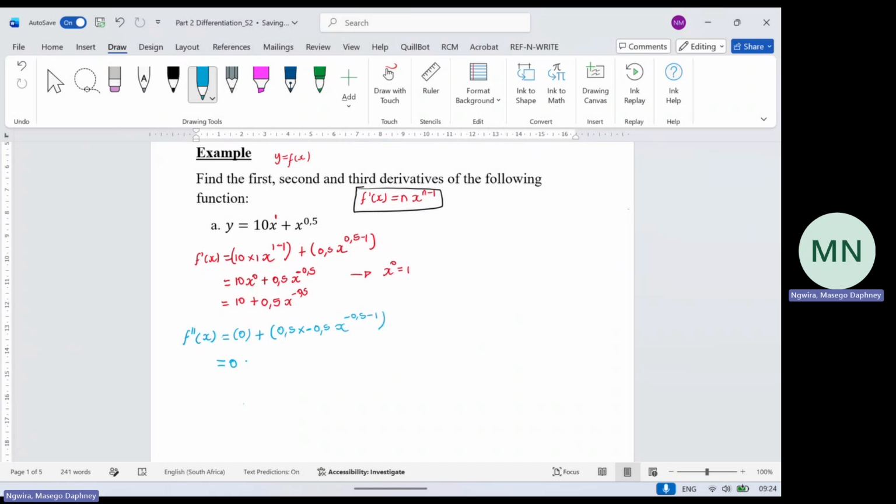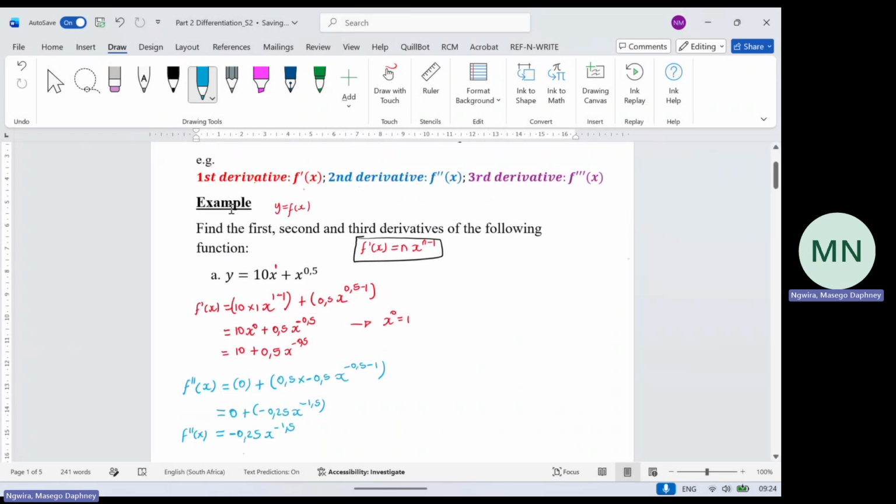And then this times this will be plus negative, okay, it's just 1/4, okay, 0.5 times negative 0.5. We get a negative 0.25, and this is x to the power of negative 0.5 minus 1 is just negative 1.5. Okay, so final answer will be negative 0.25, then x to the power of negative 1.5. So this is our f prime prime.